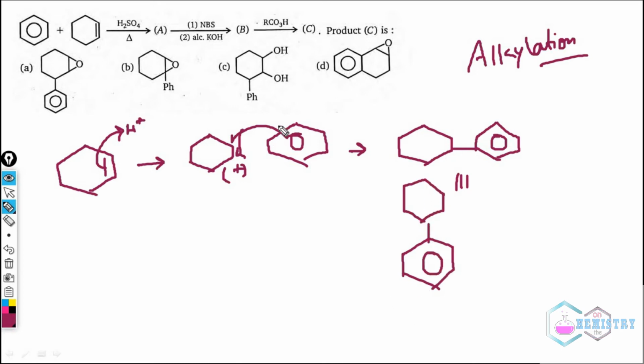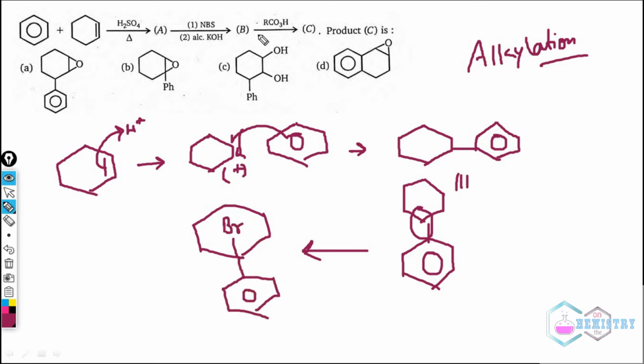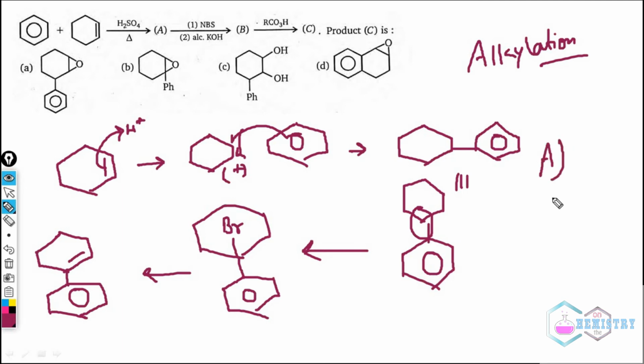Okay. Now with NBS, we all know that NBS prefers any benzylic or allylic position for bromination. Now this is a benzylic position, so the Br will attach to this one, and upon treatment with alcoholic KOH, this Br will be eliminated, forming a double bond like this. Okay, so this compound will be our A and this will be our structure B.